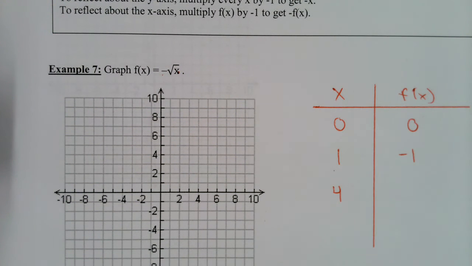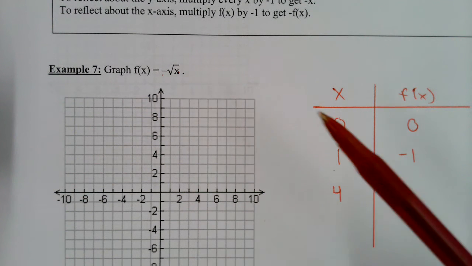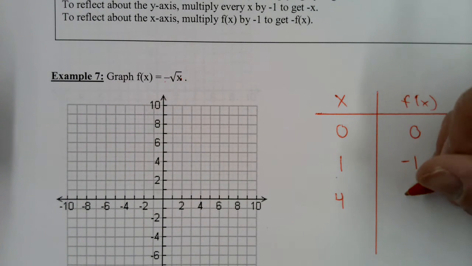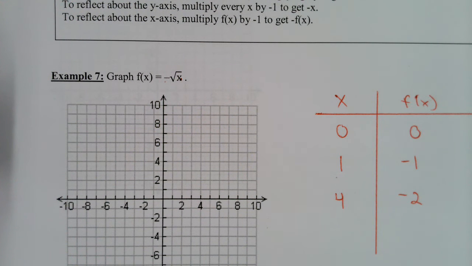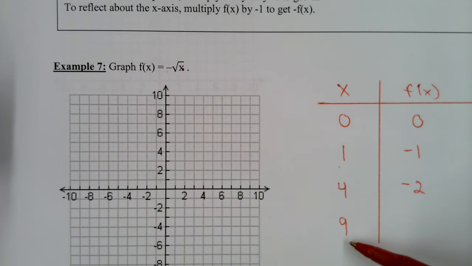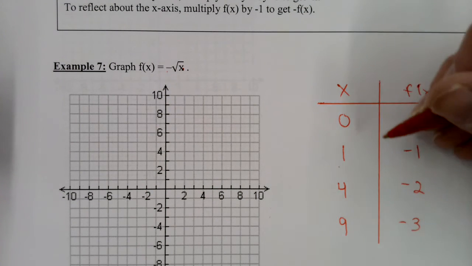Let's do 4 for x. The square root of 4 is 2, times negative equals negative 2. And let's do 9. The square root of 9 is 3, times negative equals negative 3. So we're going to graph this.